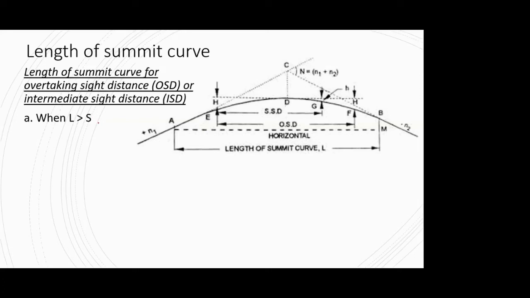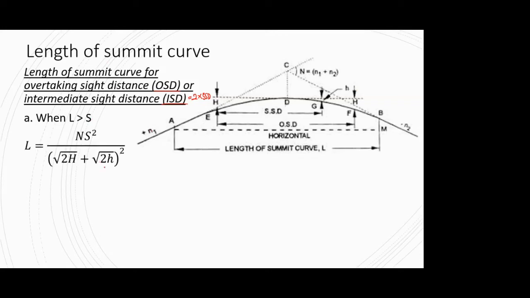Now here I am not writing OSD because we are considering that it can be either an overtaking side distance or an intermediate side distance. So we know that ISD is equal to 2 times SSD. In case your road is not that wide and the summit curve is not that sharp, instead of providing the whole overtaking side distance, you can compromise on the intermediate side distance itself, so that will be sufficient for the overtaking operation. Okay. So that's why it's L is greater than S.